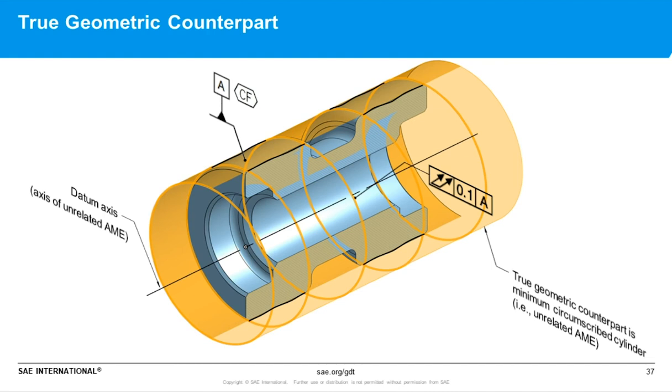And when the 2009 changed from true geometric counterpart to datum feature simulator, I think that was a source of confusion for a lot of people. So now we're back to the old tried and true term that I think most people are familiar with, and I think better conveys the concept, because in this case, where we see datum feature A is the OD of this part here, its true geometric counterpart is a minimum circumscribed cylinder. In other words, it's its unrelated actual mating envelope. Okay, and the datum axis is the axis of that unrelated actual mating envelope. So again, I think that's a nice improvement too for clarity.